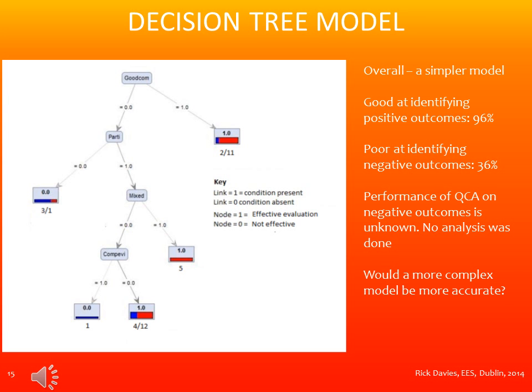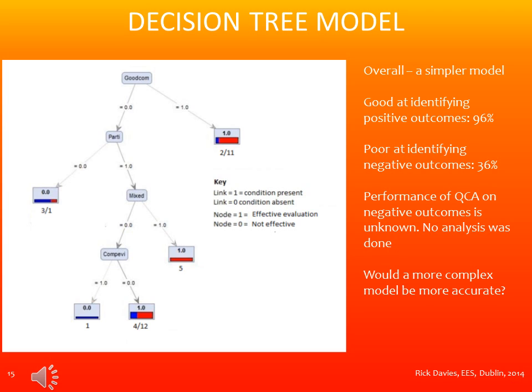This is the decision tree model using the same data set. As indicated earlier, this model is considerably simpler. There's only 4 conditions required. There's only 3 configurations needed to explain the positive outcomes, another 2 to identify the negative outcomes. The important point about this model is that while it's good at identifying positive outcomes, with 96% accuracy, it's quite poor at identifying the negative outcomes, with 36% accuracy.